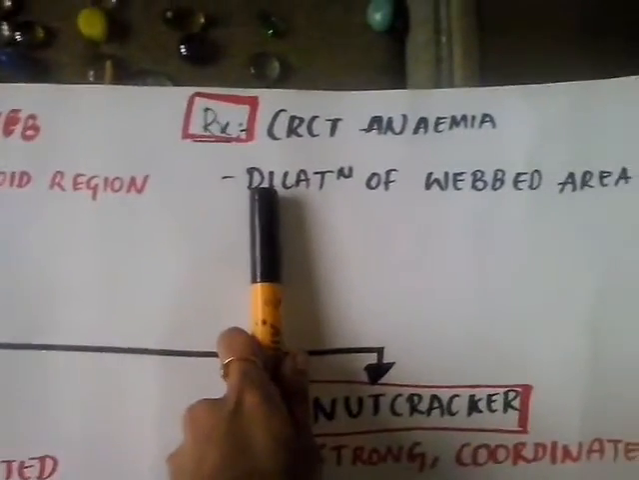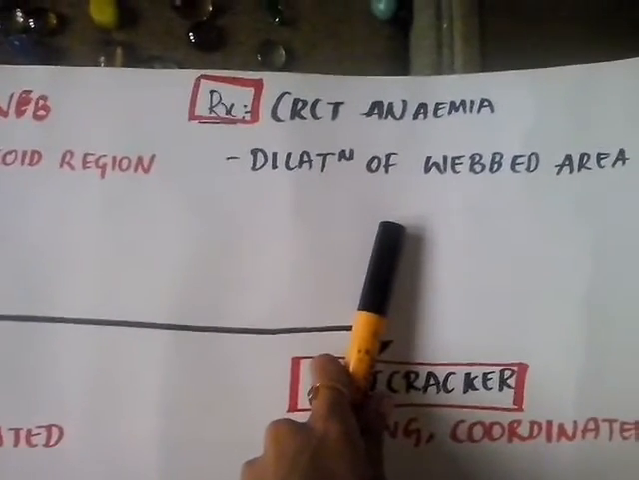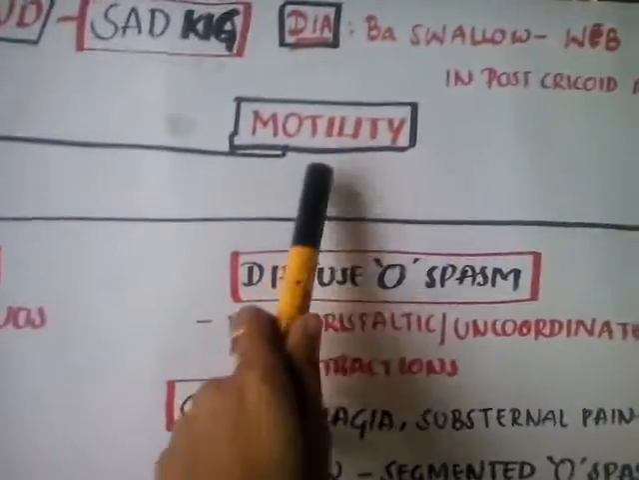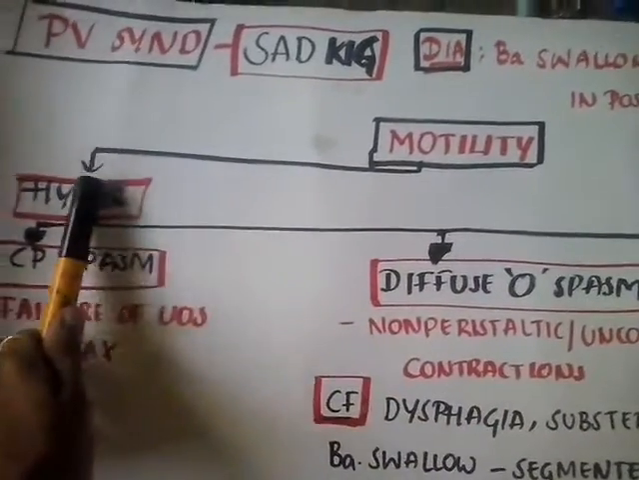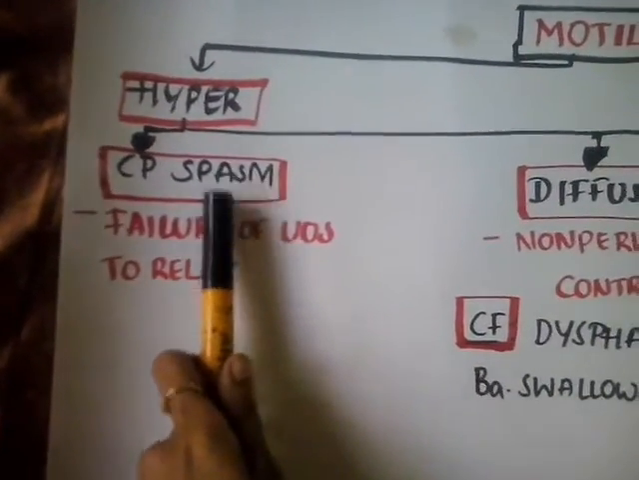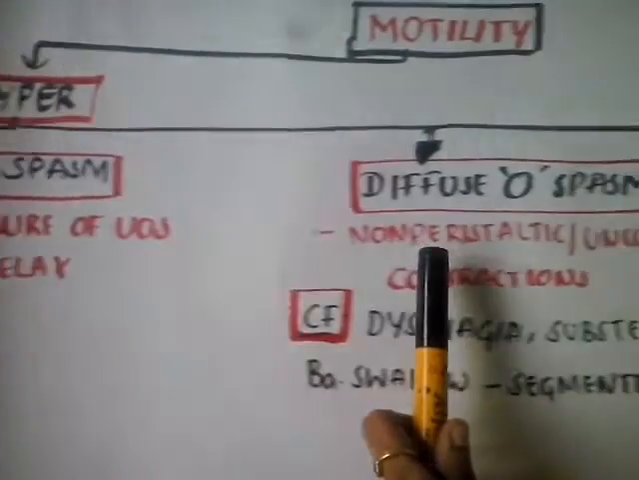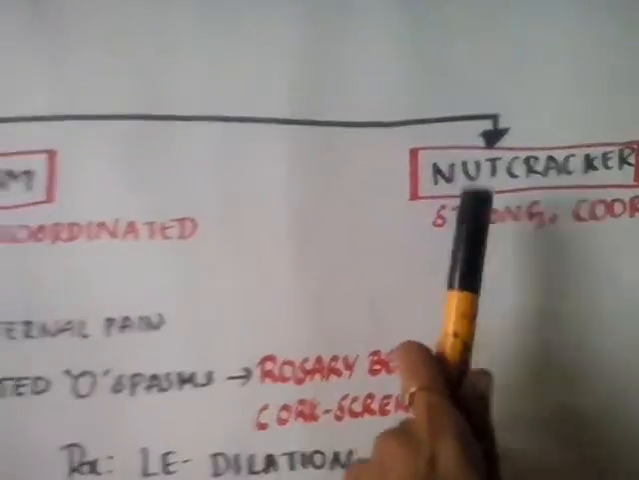Treatment: correct anemia along with deficiencies of B12 and B6, and dilation of the webbed area with esophageal bougies. Next, coming to motility disorders. Motility disorders are classified into two types, hyper and hypo. Hypermotility disorders are cricopharyngeal spasm, diffuse esophageal spasm, and nutcracker esophagus.